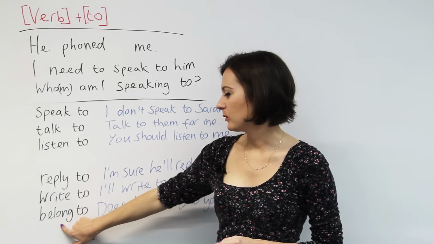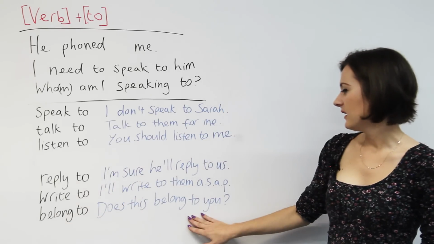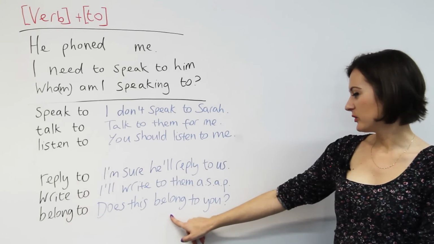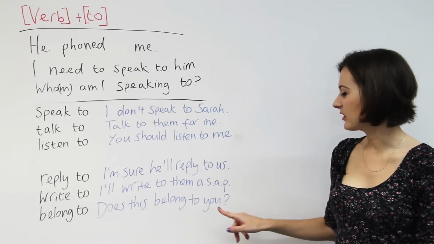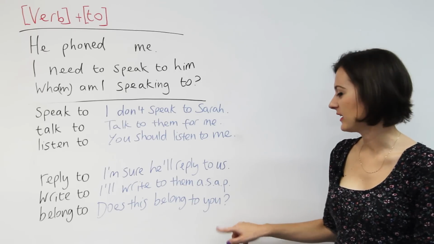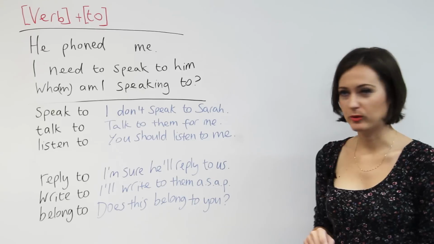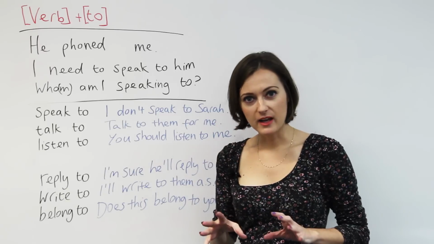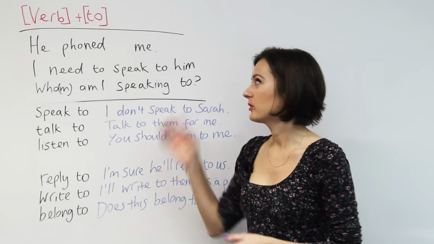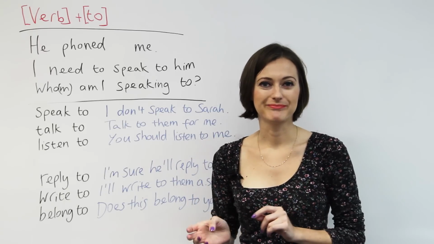And belong to. Excuse me, does this belong to you? You don't want to have someone come up to you and ask you that at the train station. You could get in trouble in England for that. When we come back, we're going to look at some more examples of verb plus to.